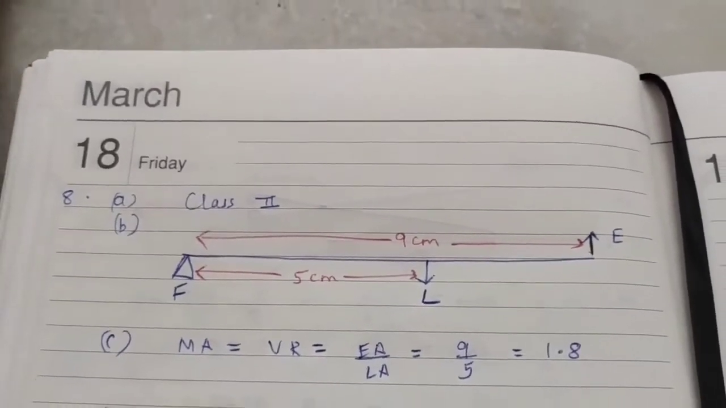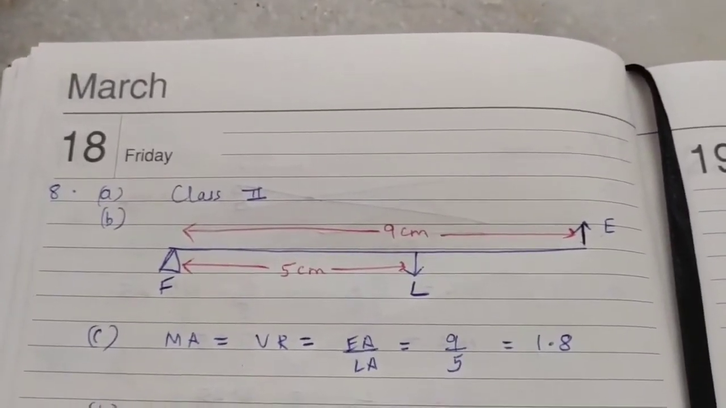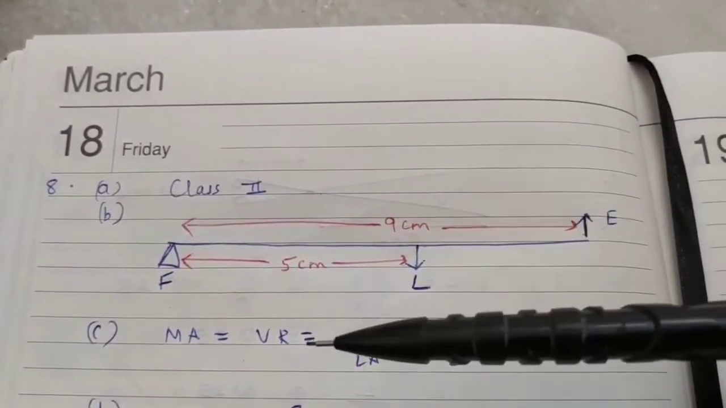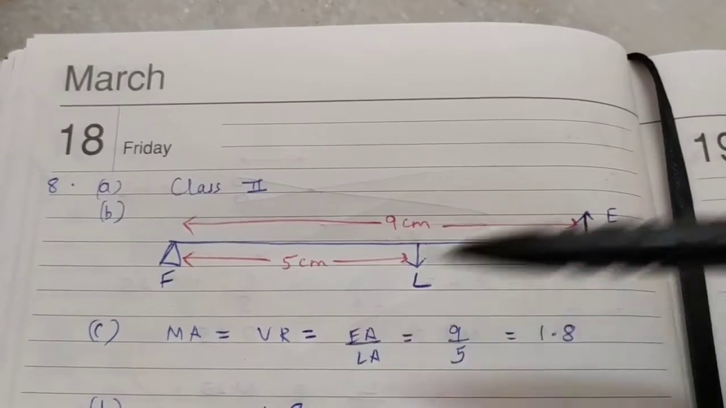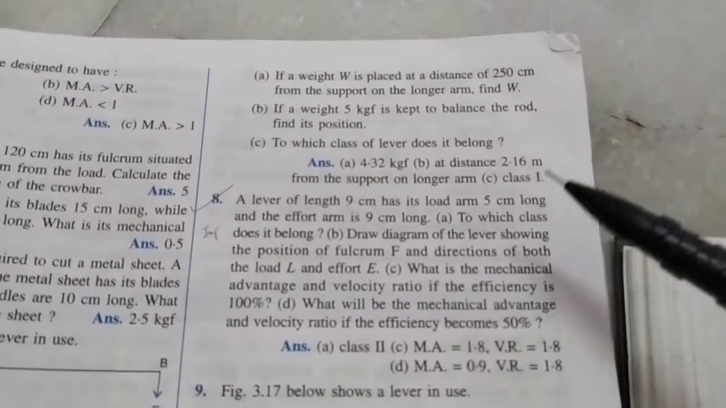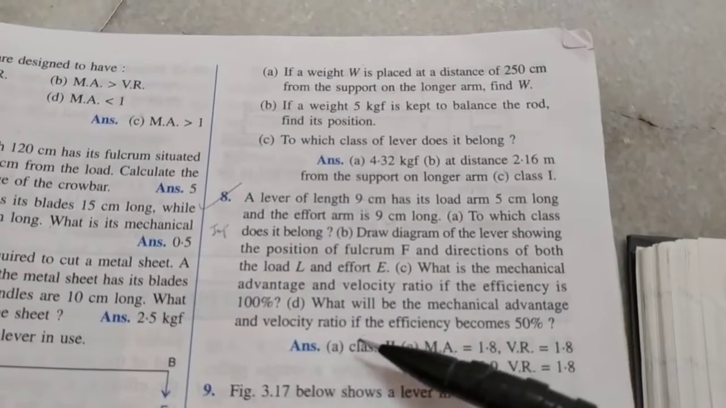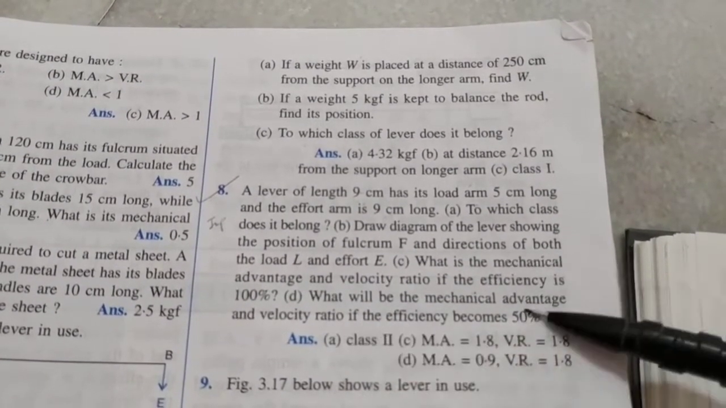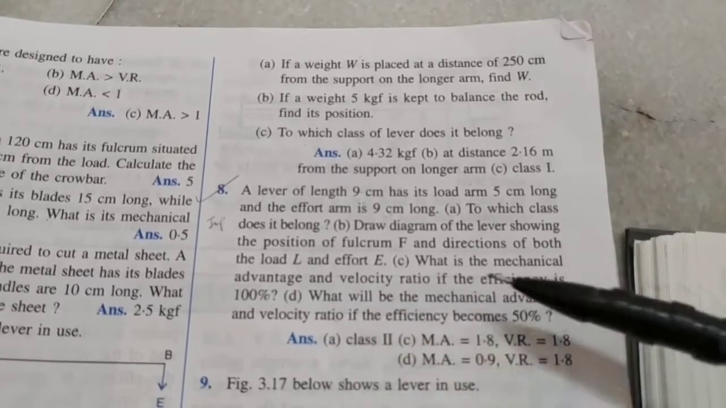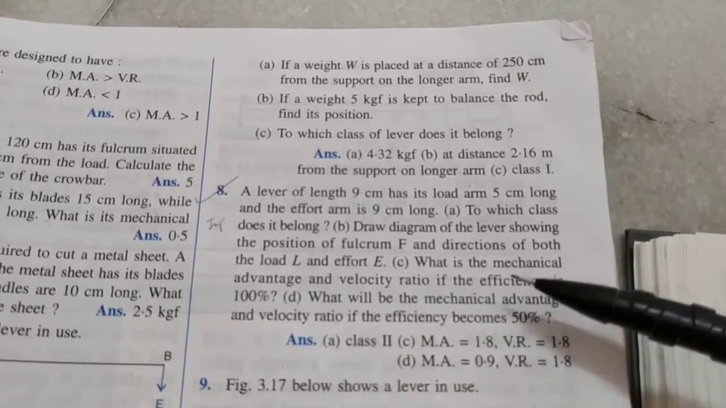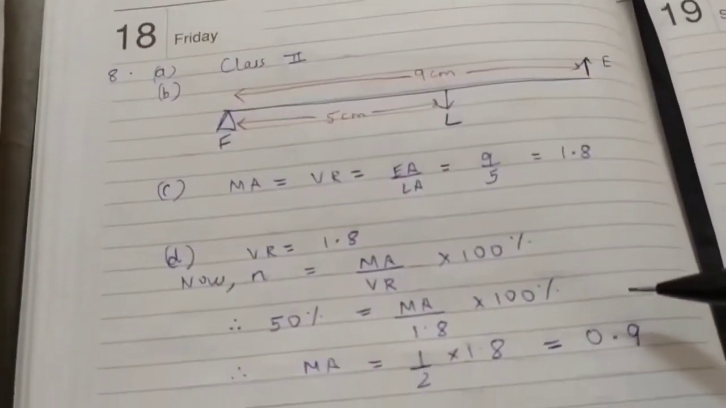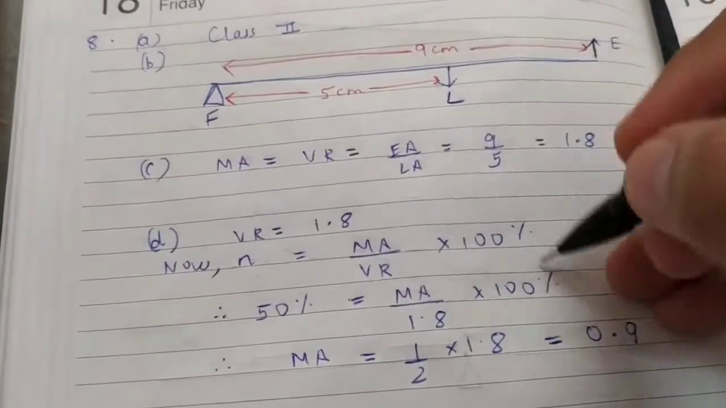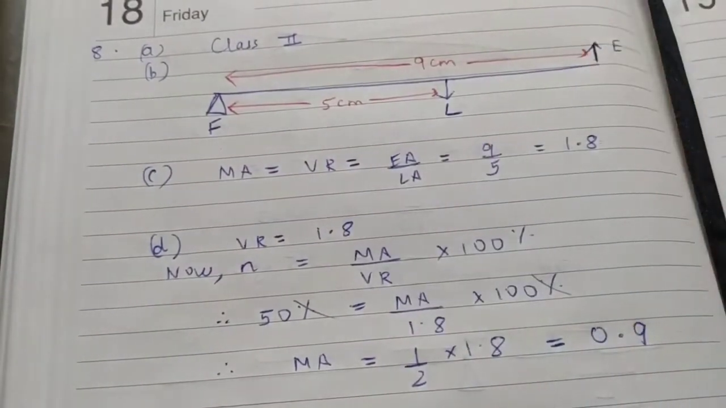Next, they've asked us to calculate mechanical advantage and velocity ratio, and the formula is effort arm upon load arm, which gives us 1.8. Here, they have assumed that the efficiency is 100%. But in part D, they have asked what would be the mechanical advantage and velocity ratio if the efficiency becomes 50%. Now we know that velocity ratio doesn't depend on efficiency, so that will continue to be 1.8. But if the efficiency is 50%, that means mechanical advantage will be halved. That is, mechanical advantage will become 0.9. But we can show the working. First write the formula, percent cancelled, and that's the final answer.